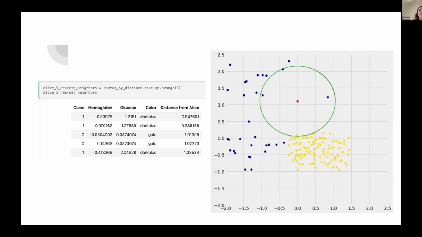And hopefully that helps you understand what nearest neighbor is for. Basically, given a certain set of information, where would Alice fit into this set of data? Hopefully that makes sense.